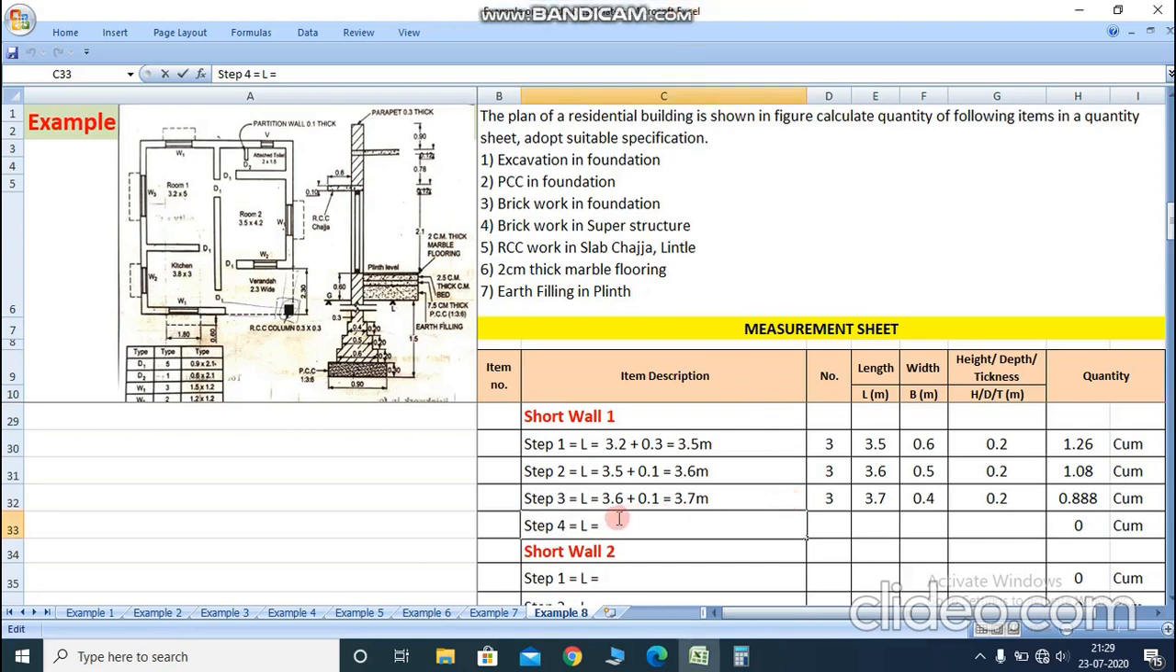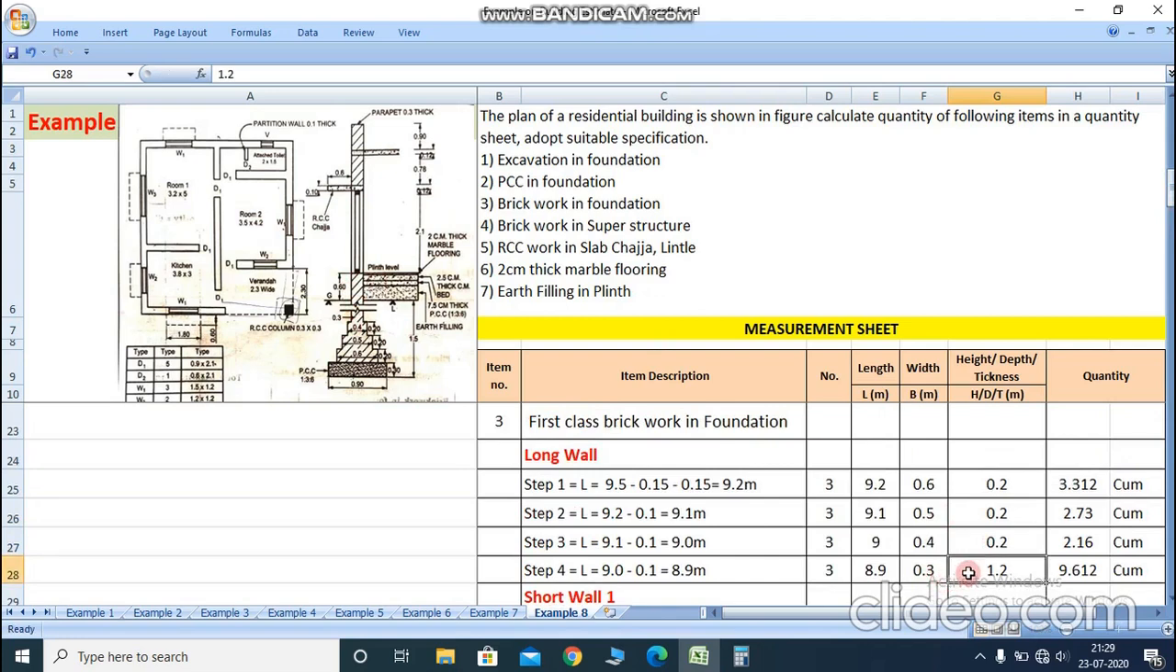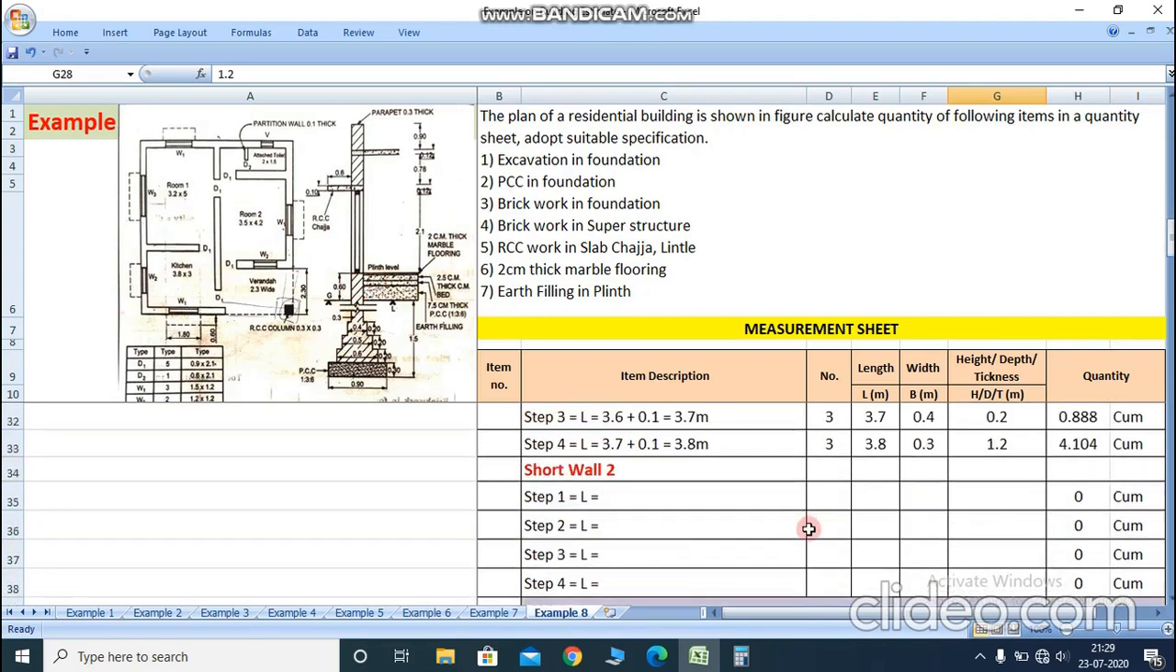Now length is equal to 3.7 plus 0.1 is equal to 3.8 meter. It's the length for step 4. So your number is 3.8, then after 0.3, and height from the third step to plinth level is 1.2. We have already calculated 1.2.